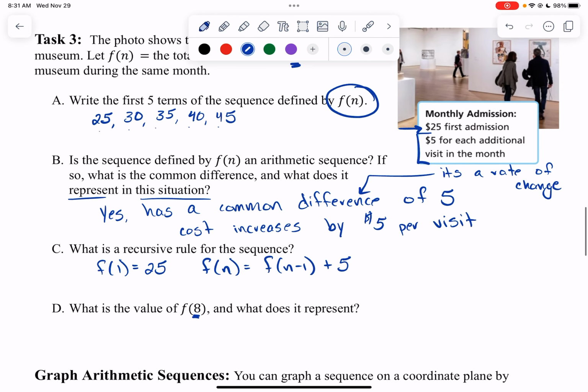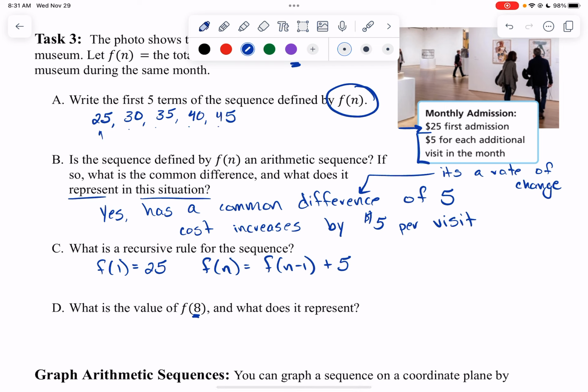Okay, so first I have to find the value of f of 8. So this one right here is f of 1, and this would be f of 2, and then we have 3, 4, 5. So here's f of 5. The farthest we have is f of 5, so I have to keep going to find f of 8.